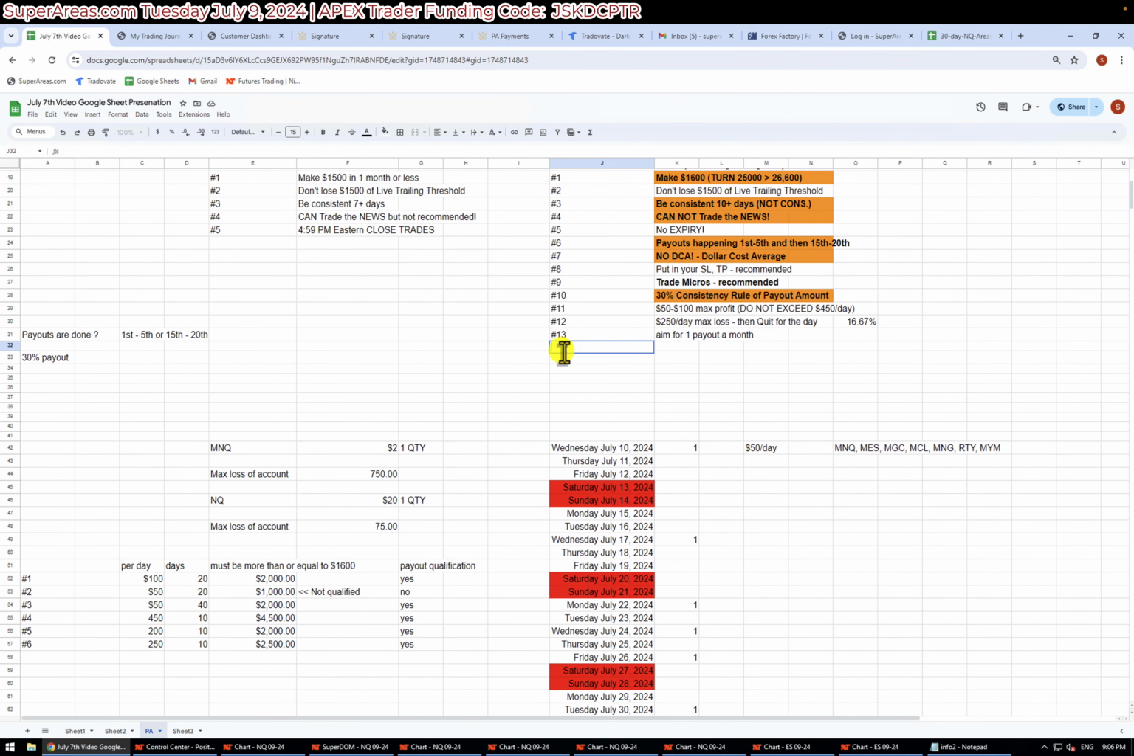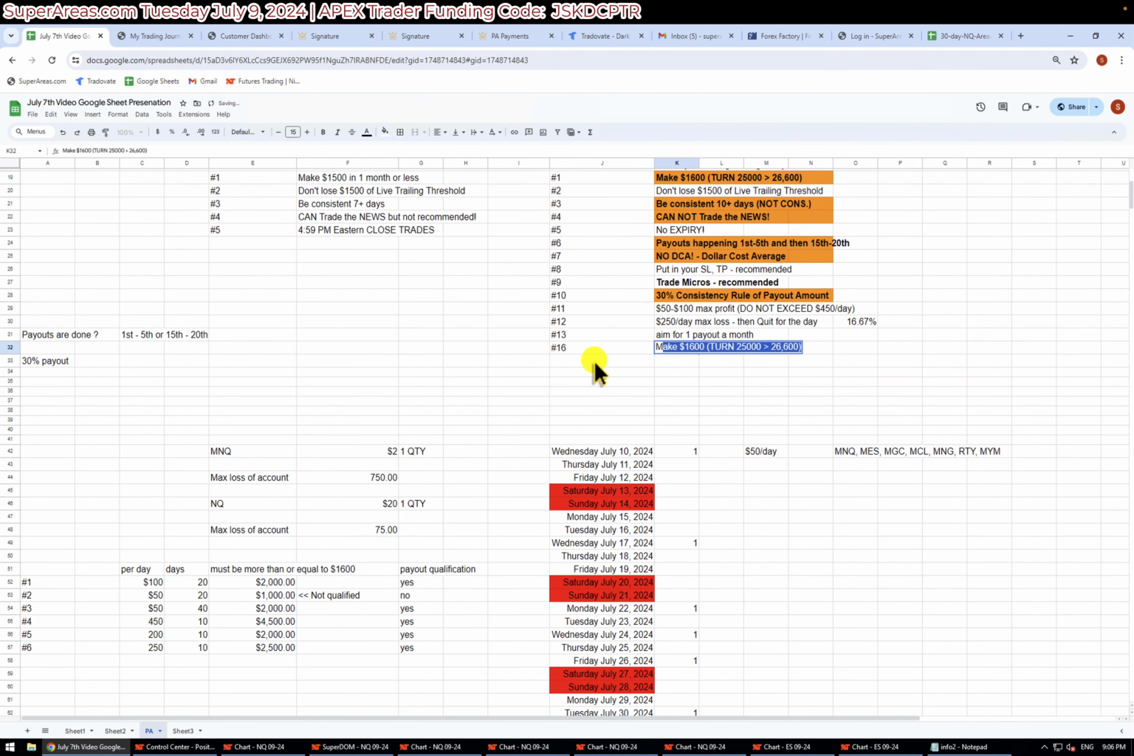Let's come to the worst case scenario. If you lost, worst case is a max loss of $1,500 threshold. You would lose the account, and you would lose the $150 activation fee. Number 17, I'm going to add this.